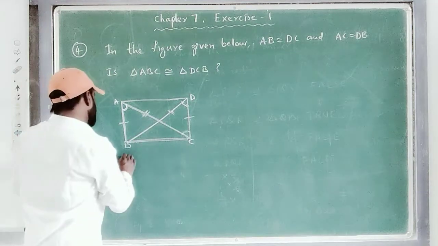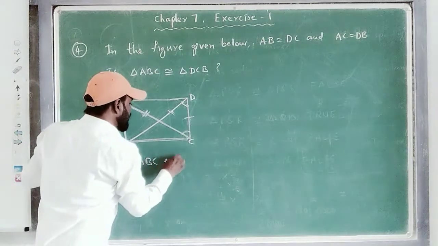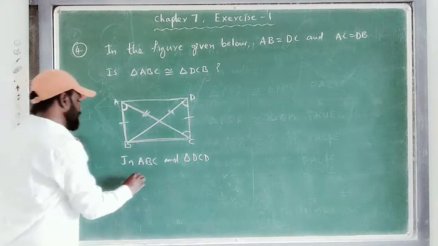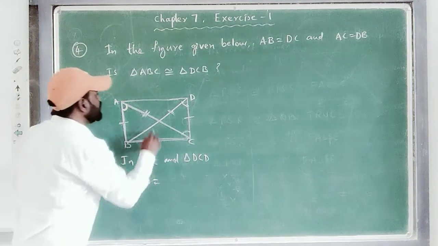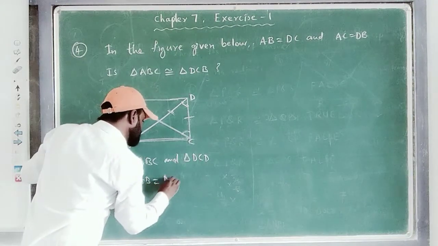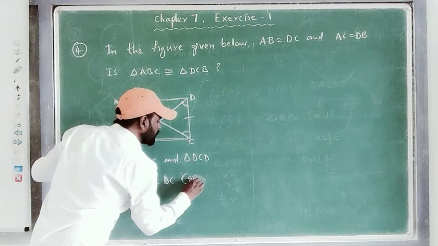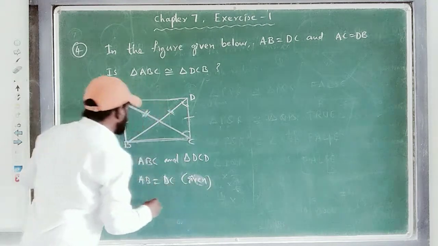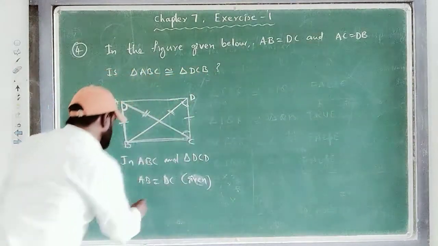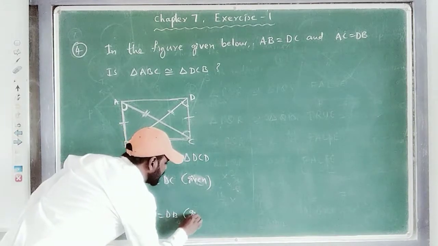So what are the triangles here given? Triangle ABC and in triangle DCB, the corresponding sides, AB is equal to what is given? DC. This is given already. In the question itself it is given. Next, another side is what is given? AC is equal to DB, also given.